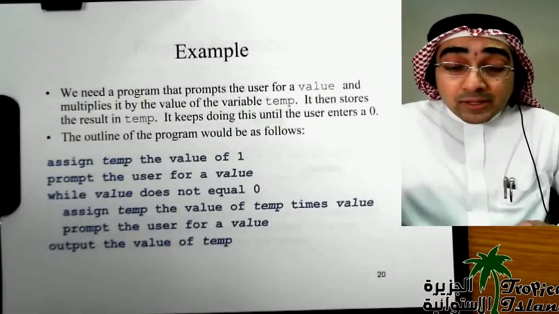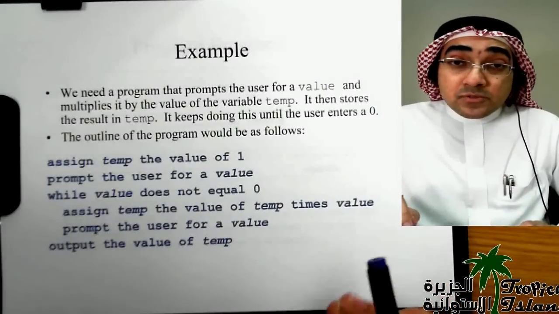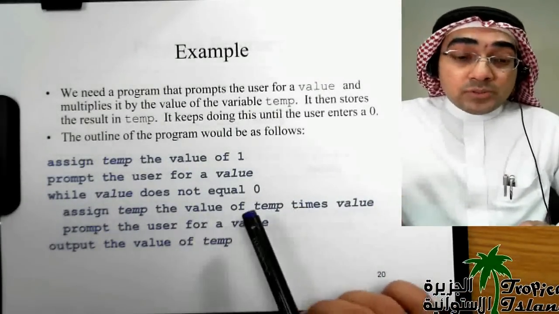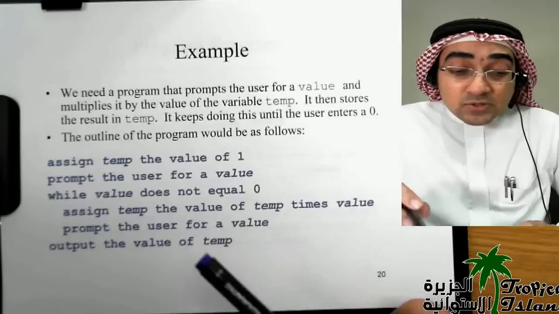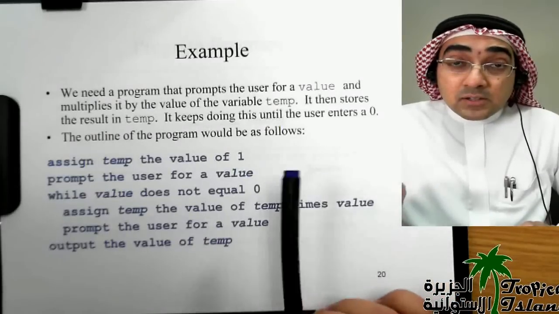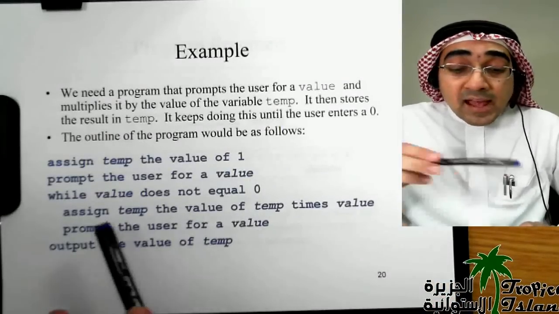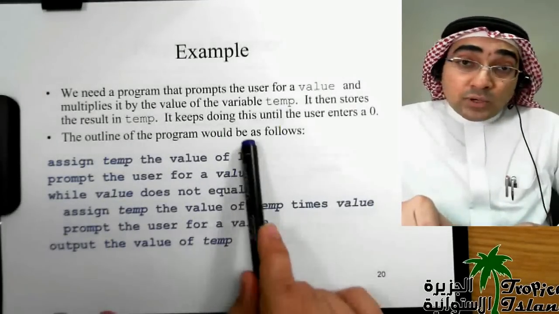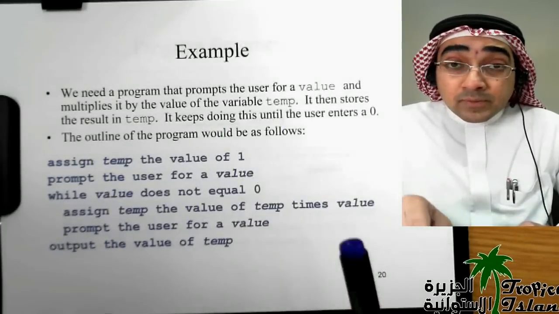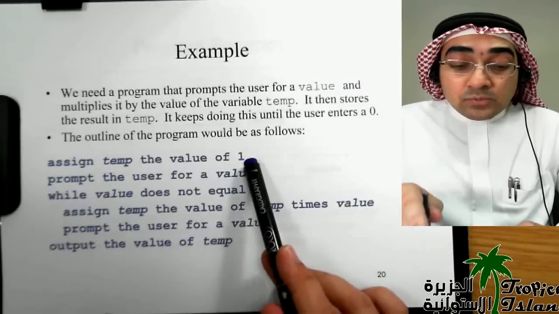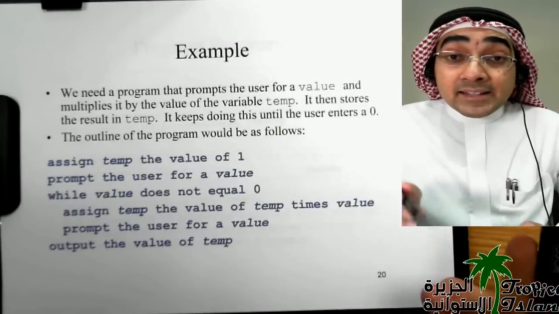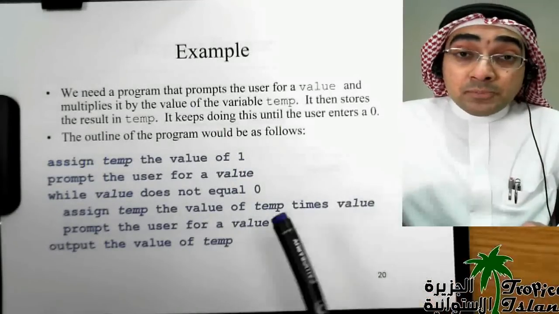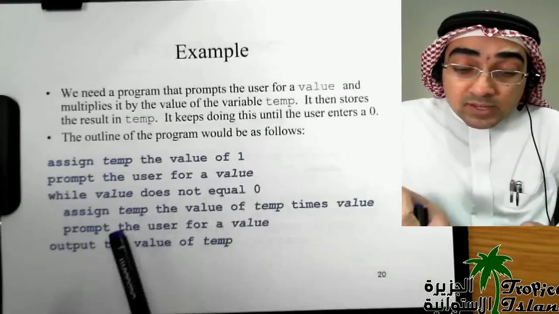Now, how am I going to do that? I don't know how many times the user is going to enter numbers. I cannot do a counting loop. So in this case you have to revert to a sentinel-controlled loop. The algorithm is: you take a variable temp and assign it the value of 1. Why did we assign it the value of 1? Remember, we always initialize it with the identity of the operation that we're using. Multiplication has the identity 1, so we assign the value 1 here.